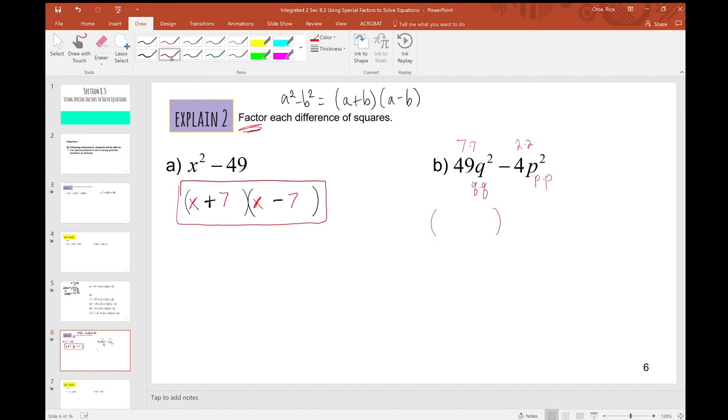Now class, let's write out the factors. Remember, they're going to look identical, but one's positive and the other one's negative. So the factors of 49, and we've discussed this, it's 7 times 7. What makes q squared? q times q. 7q times 7q is 49q squared. What makes negative 4p squared? It's going to be 2p and negative 2p. So the factors are 7q plus 2p times 7q minus 2p.